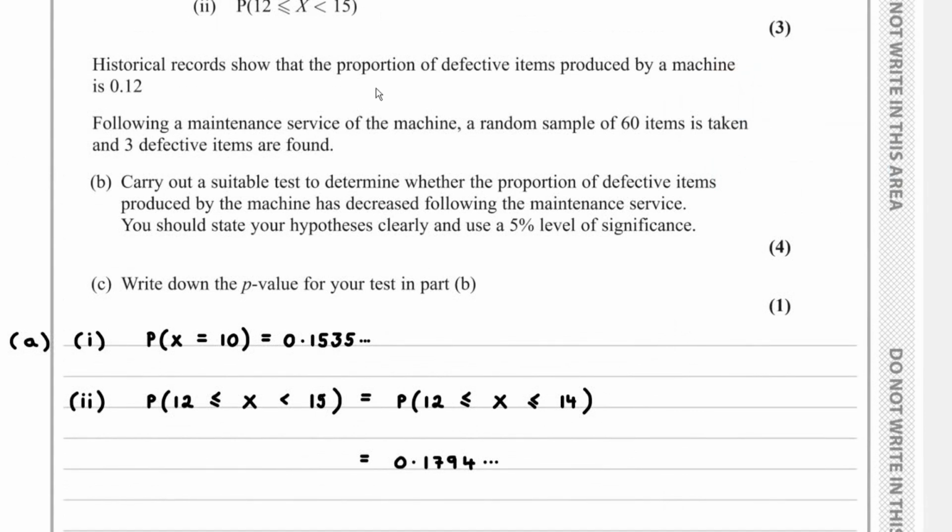Historical records show that the proportion of defective items produced by a machine is 0.12. Following a maintenance service of the machine, a random sample of 60 items is taken and 3 defective items are found. Part B. Carry out a suitable test to determine whether the proportion of defective items produced by the machine has decreased following the maintenance service. You should state your hypothesis clearly and use a 5% level of significance.